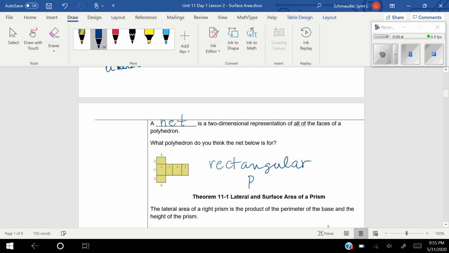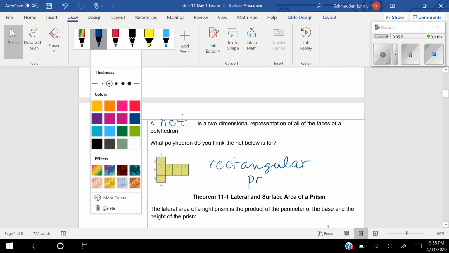So this is a rectangular prism, the net of a rectangular prism.